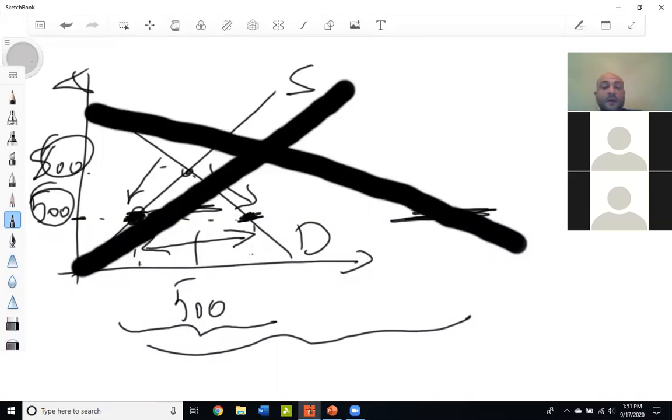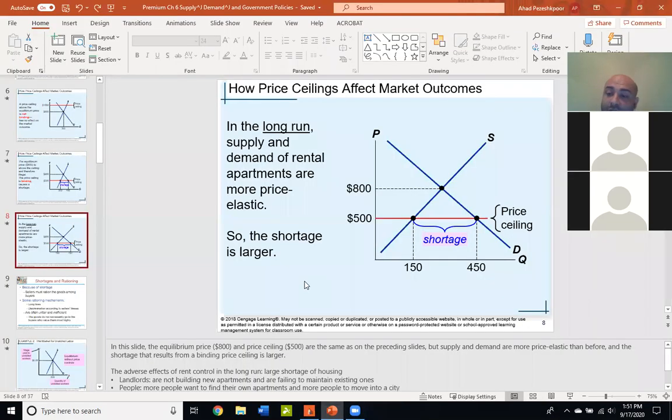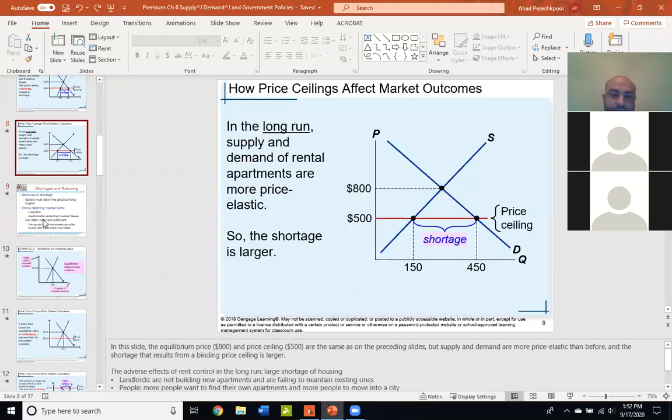The shortage will get bigger and bigger. It only makes things worse. And what would a shortage in housing cause? Homelessness. As time goes by, the homelessness crisis only gets worse. In the long run, supply and demand of rental apartments are more price elastic, so the shortage is larger. This is why the homelessness crisis is just getting worse in some places.